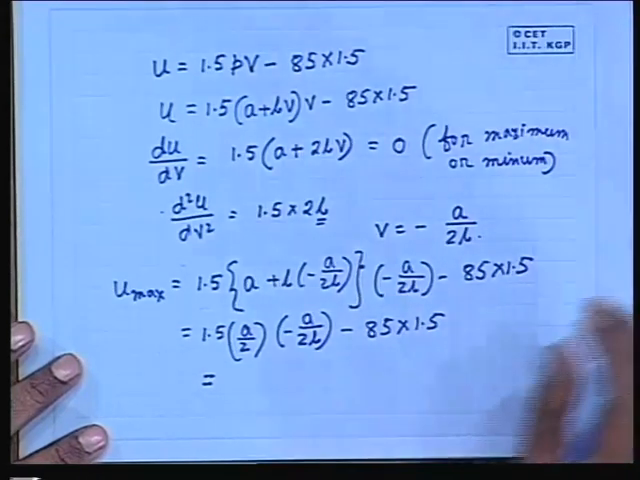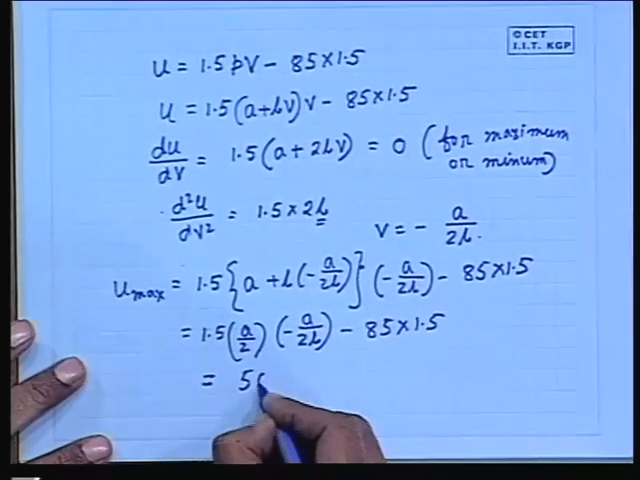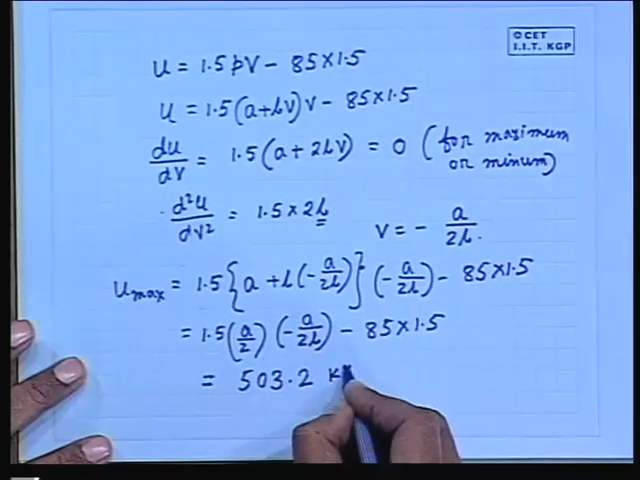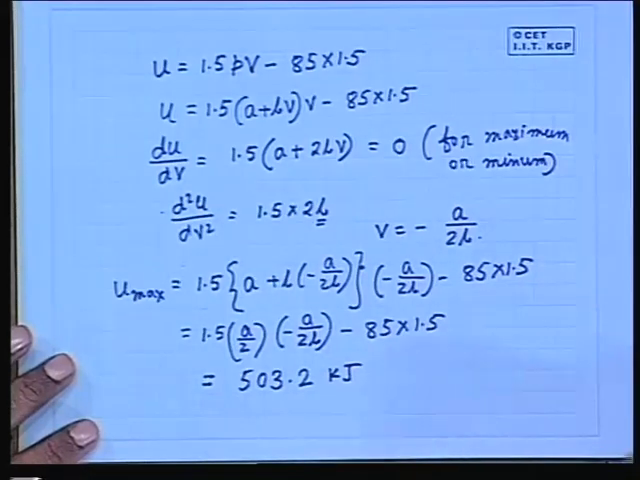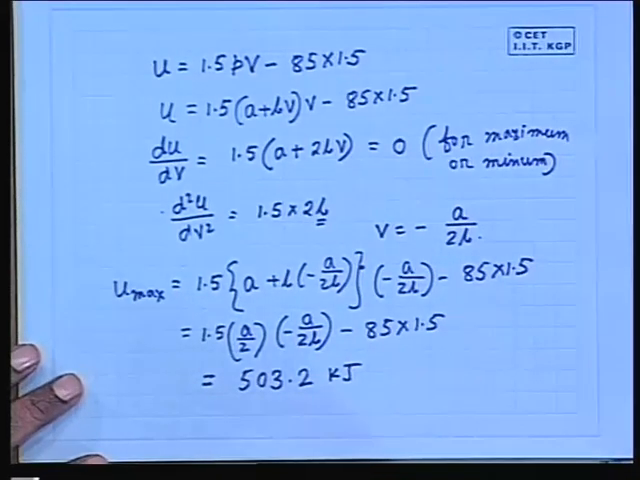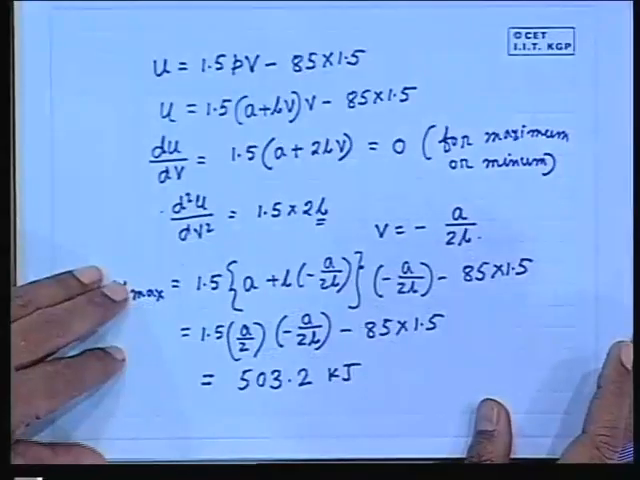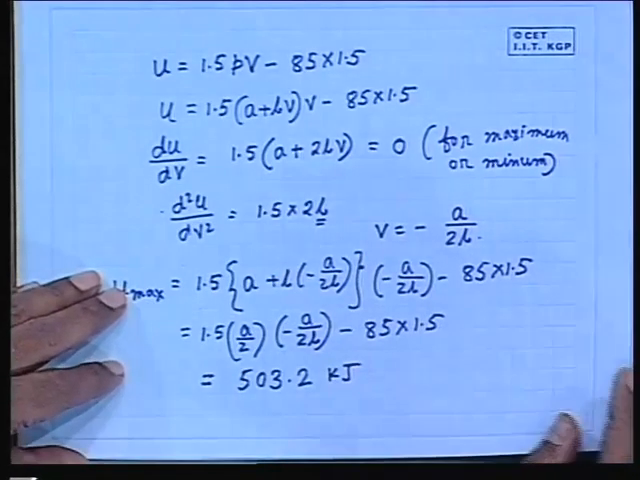What is the value? The value will come, 503.2. This is the change in the internal energy, U2 minus, I am sorry, the maximum internal energy. It is the maximum internal energy during the expansion. Any query? Very straightforward problem applied to a closed system. Straightforward application of the law that Q is equal to U2 minus U1, or delta U plus W, which is PdV work. In case of PdV work, it is the integration of PdV.